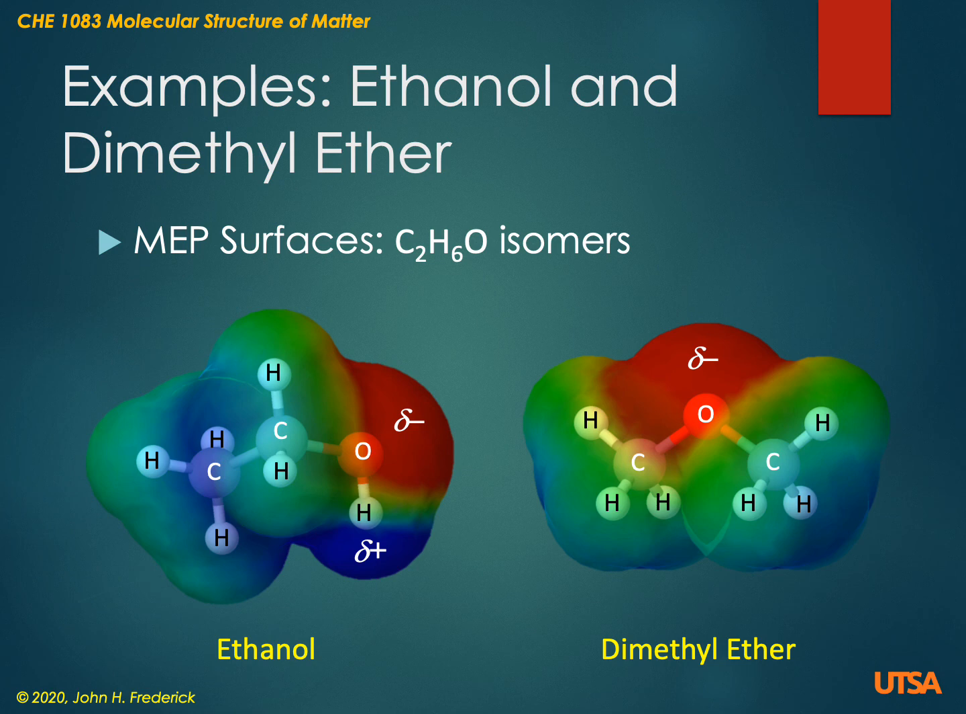Oxygen is the most electronegative element in these molecules. It draws electrons toward itself, so that's where the electron density is great, and we see a partial negative charge. This is very typical of oxygen in these carbon framework molecules.